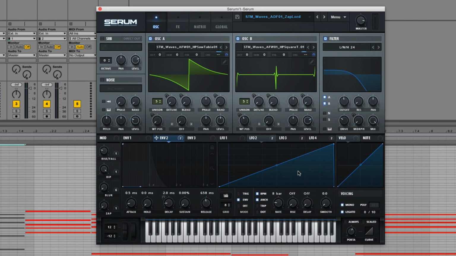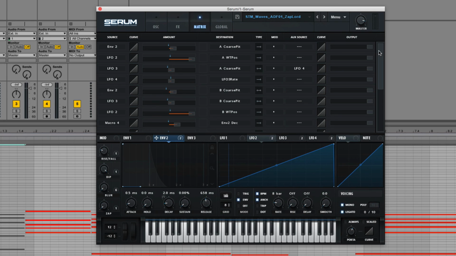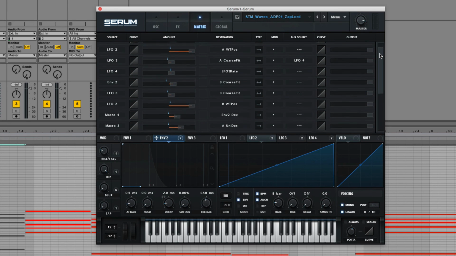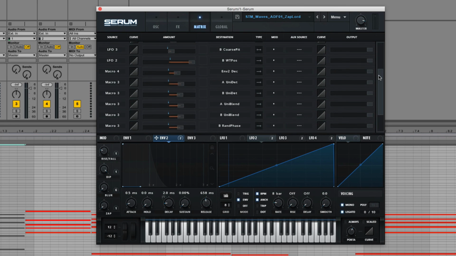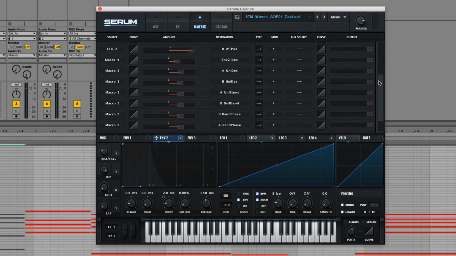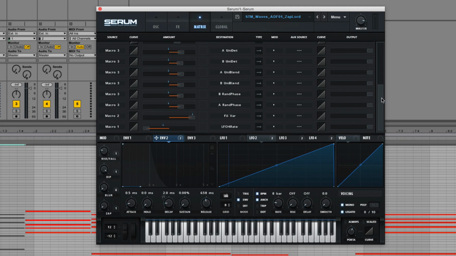I think that's everything. I'll look over the matrix one more time. So pause, try and get these settings. And I know this is a long video, so it's going to be hard to search. So once again.